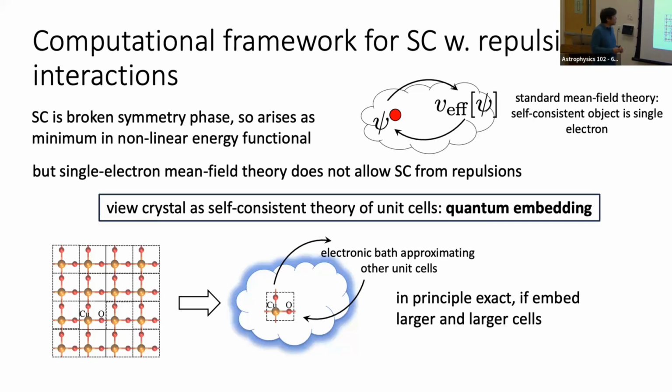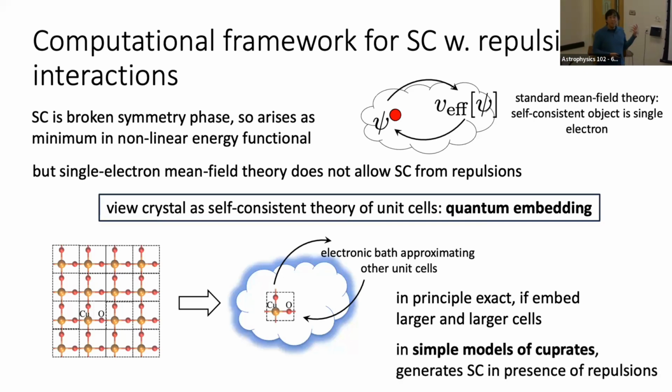And they have some nice features. Although they are a type of mean field, when you say mean field, it sounds like the answer is always wrong. But this is a type of mean field that can be made exact because it's clear if you just take larger and larger chunks of matter, then eventually you assimilate the whole thing, right? So there's a way to consider a sequence of these mean fields and infer what the correct answer is. And then more importantly, for this specific application, in simple models like the Hubbard model of high-temperature superconductors, it's been known for a long time that this type of nonlinear energy functional does support a superconducting ground state for purely repulsive interactions.